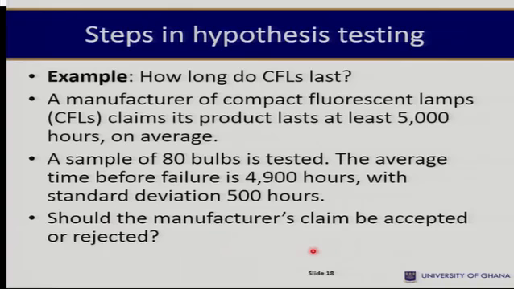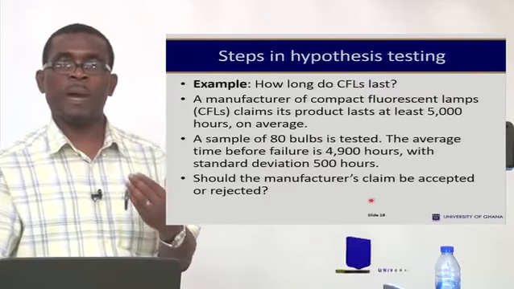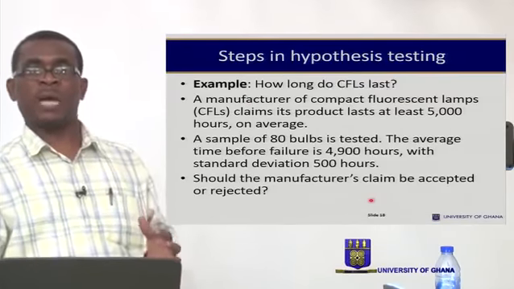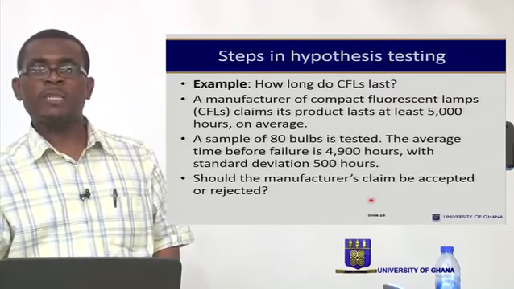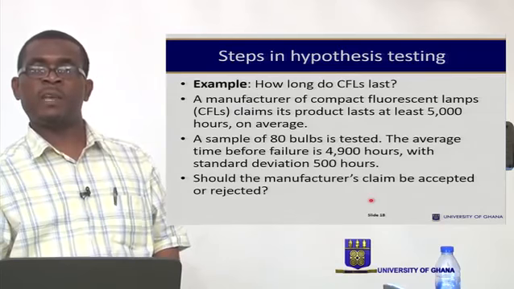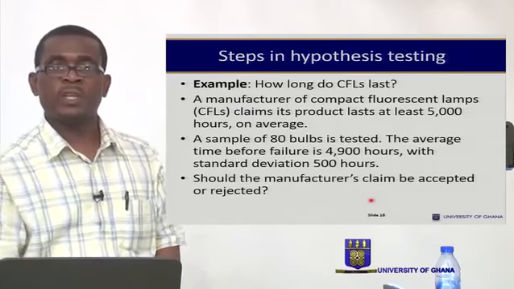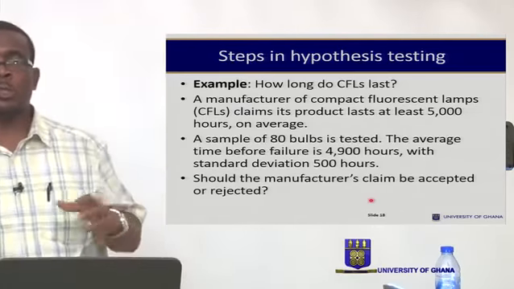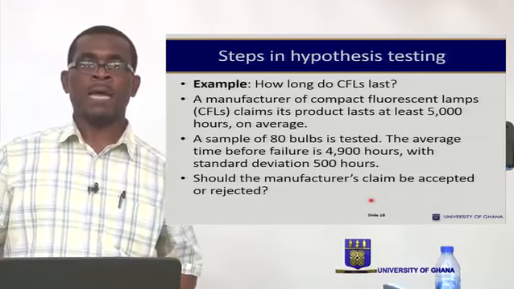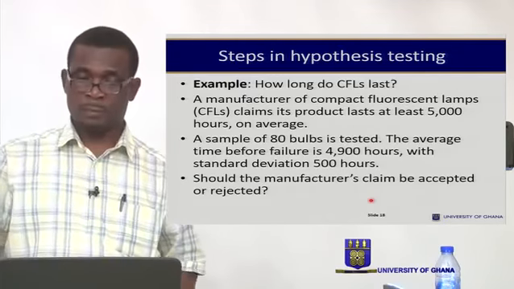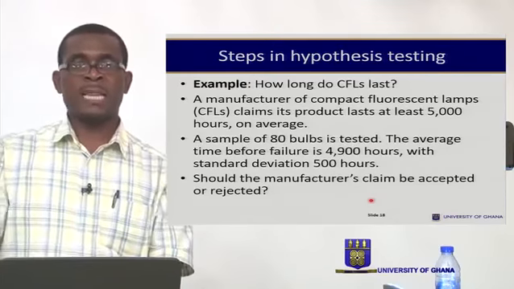Now, let's take an example quickly. How long do CFLs last? The question here is, a manufacturer of compact fluorescent lamps claims its products last at least 5,000 hours on average. A sample of 80 bulbs is tested. The average time before failure is 4,900 hours, with a standard deviation of 500 hours. Should the manufacturer's claim that its lamps last 5,000 hours be rejected, because the sample evidence is saying that it's 4,900?